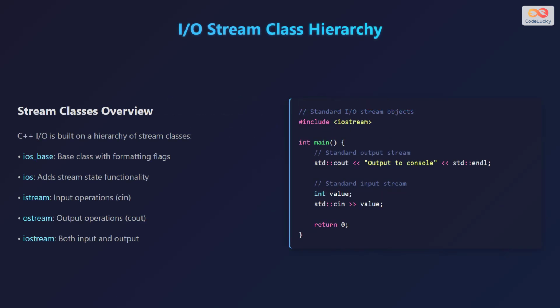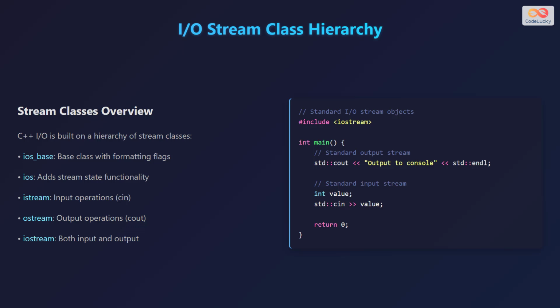C++ input-output is built on a hierarchy of stream classes. At the base is ios_base, which includes the base class with formatting flags. Next is ios, which adds stream state functionality. istream is for input operations like cin. ostream handles output operations like cout. And finally, iostream is a combination of both input and output.